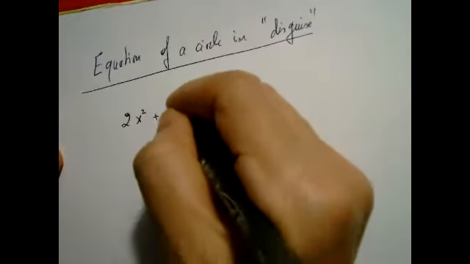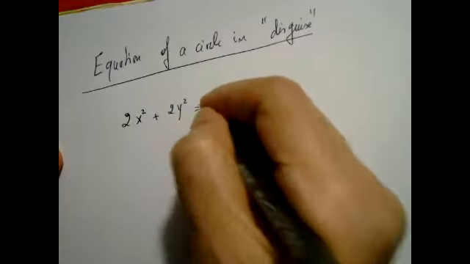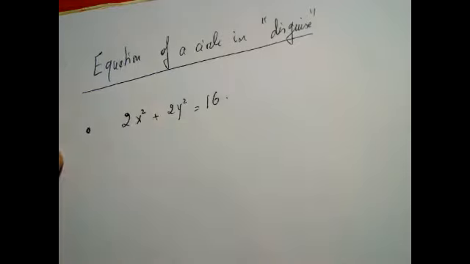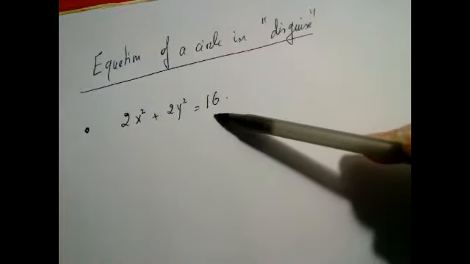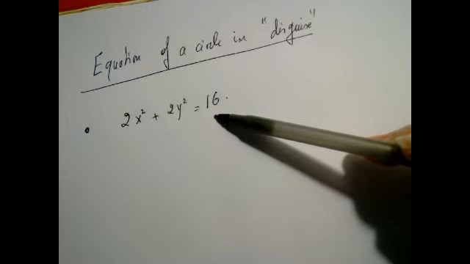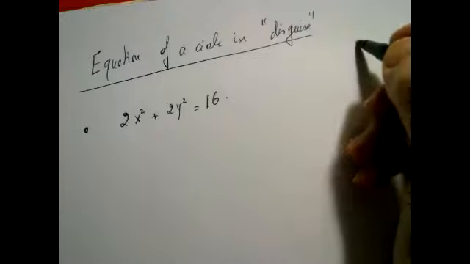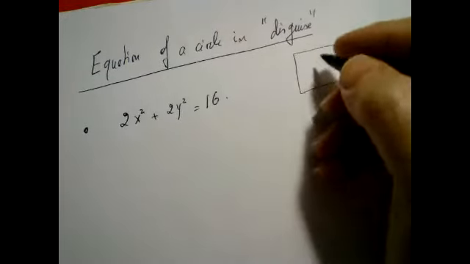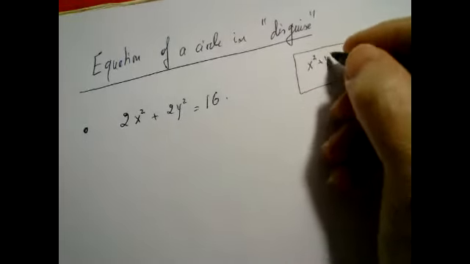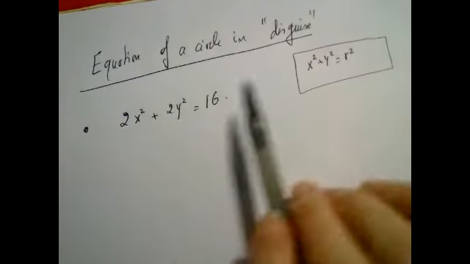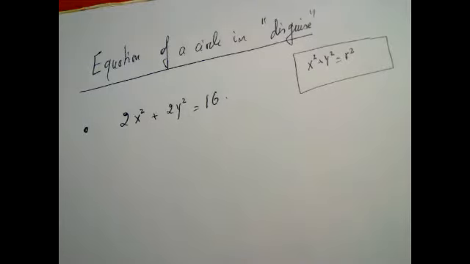So let me give a simple example. Suppose I have 2x squared plus 2y squared equal to 16. Does this look exactly like the equation of a circle? That's why I called it in disguise. When you look at it, it does not look like a circle, because for me, the equation of a circle centered at the origin is x squared plus y squared equal r squared, as it is. This one doesn't look like that. But can I make it look like this? Yes or no?